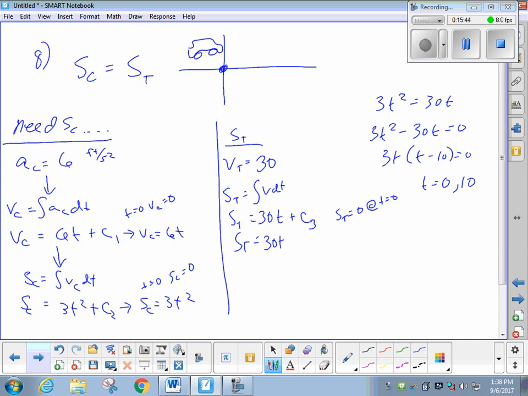Okay, so the question wasn't time. If I recall, the question is the position when the car caught up. So I actually have to find... I know the car catches up at 10, but the position at 10 is, did I say 30? Should it be 300 then?